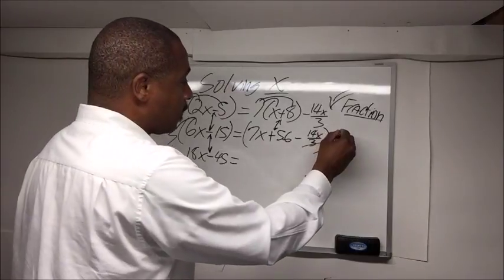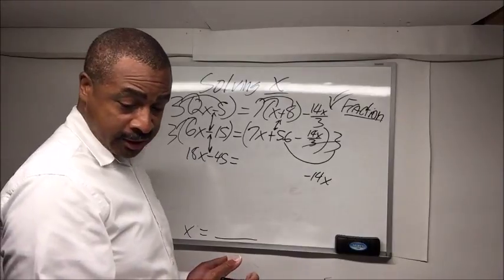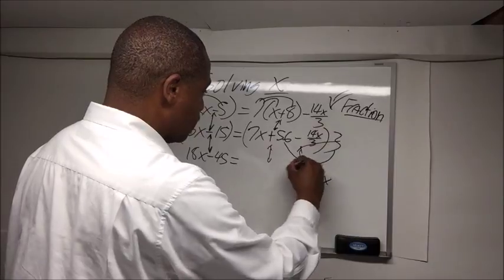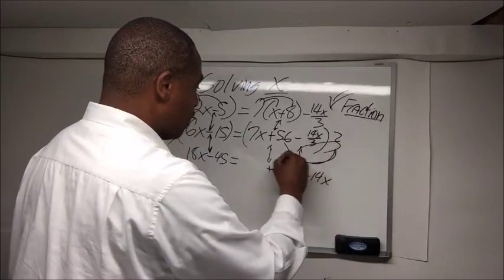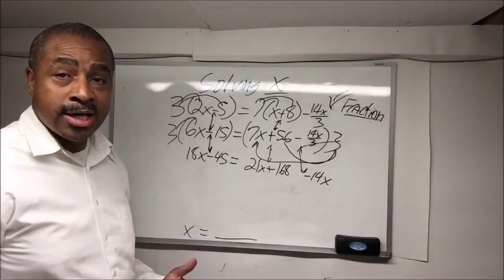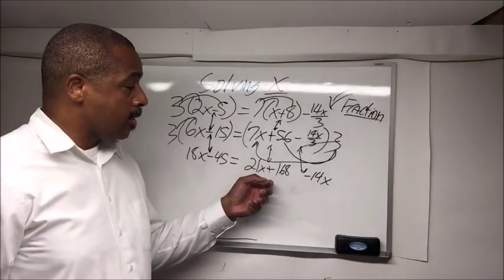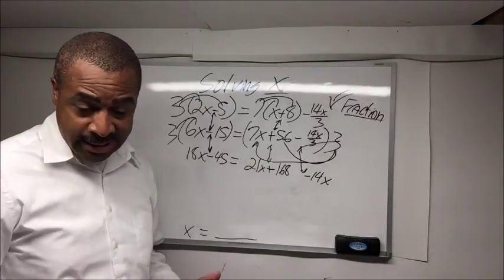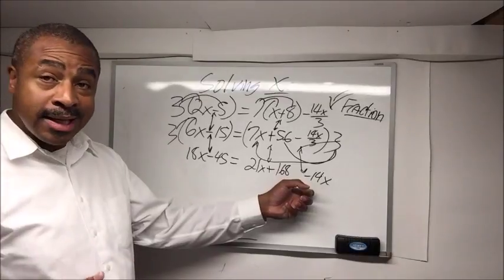Now we're going to distribute that here over 56. So 3 times 56 is 168, and again we're respecting those signs. So that's 168, and then 3 times 7x, of course, is 21x. So now we have this more or less on an even playing field. We have 18x minus 45 equals 21x plus 168 minus 14x. Now the next thing we're going to do, of course, is combine the 21x and the 14x.